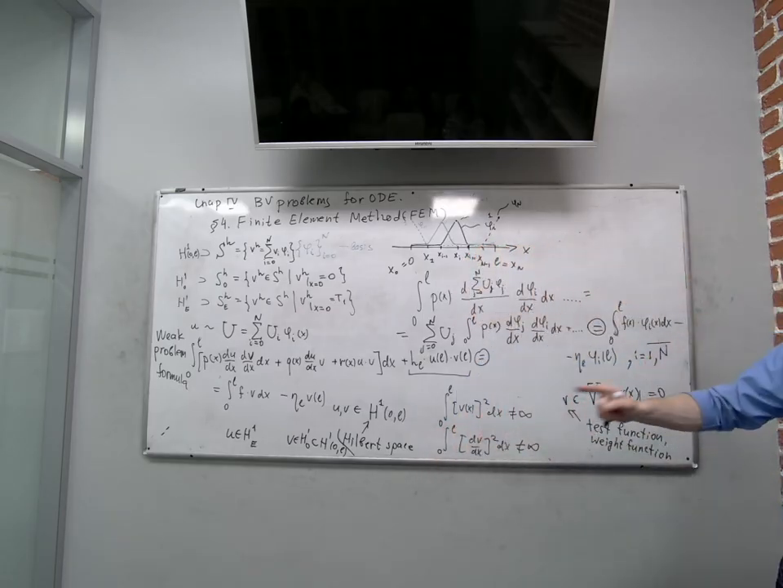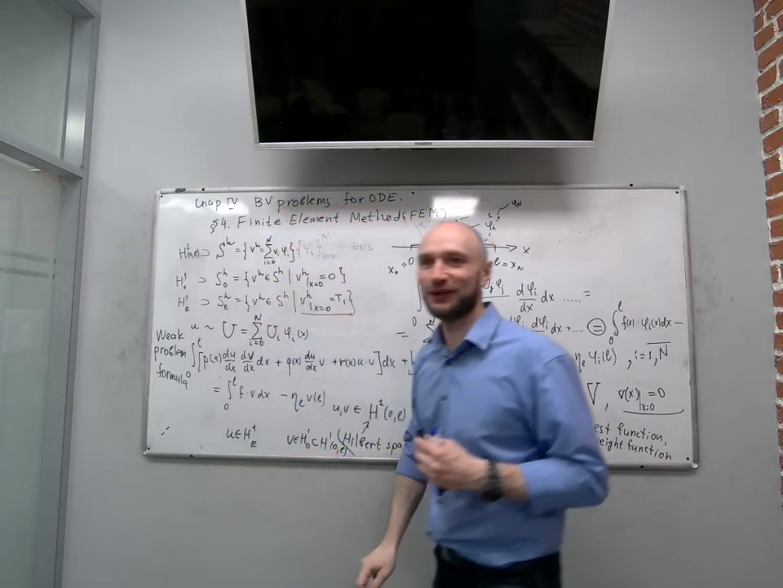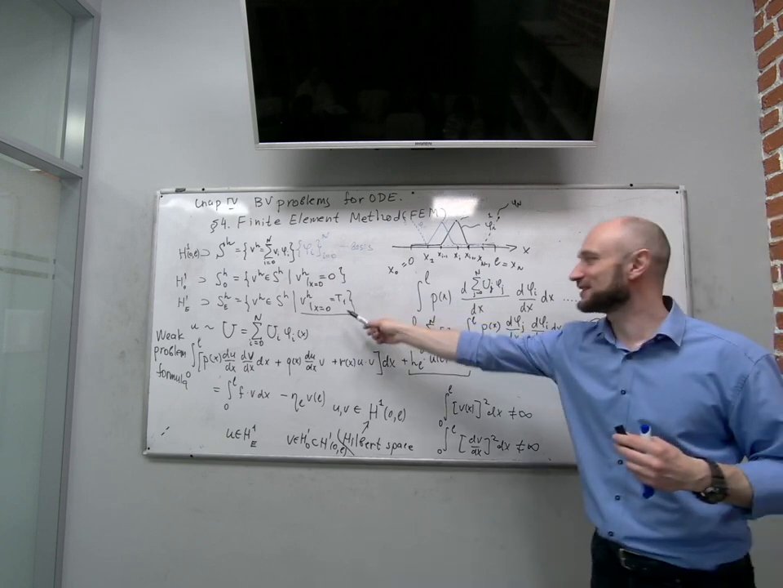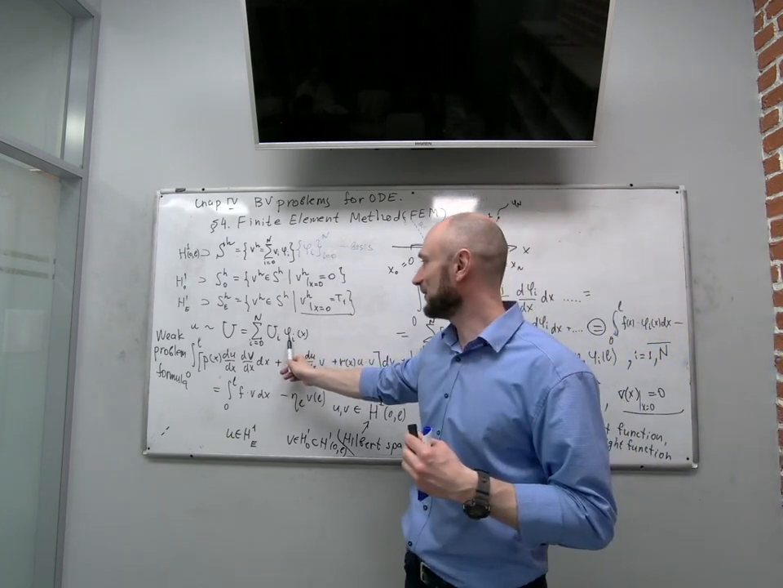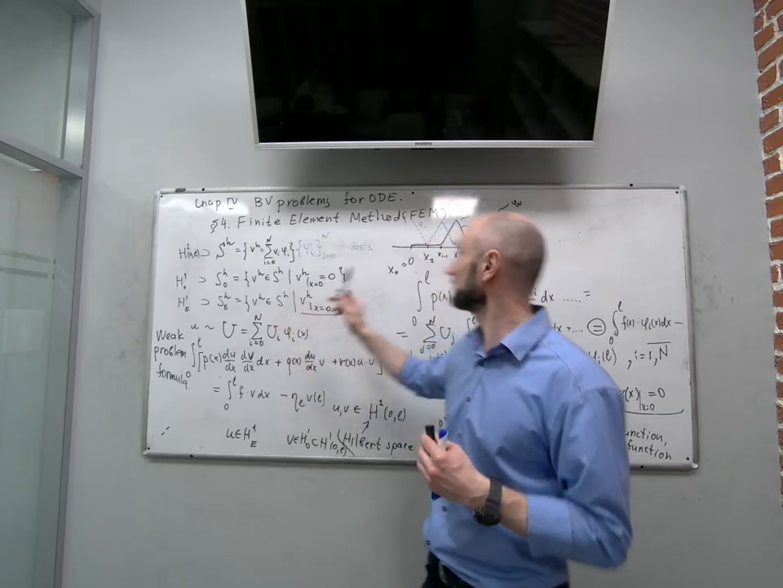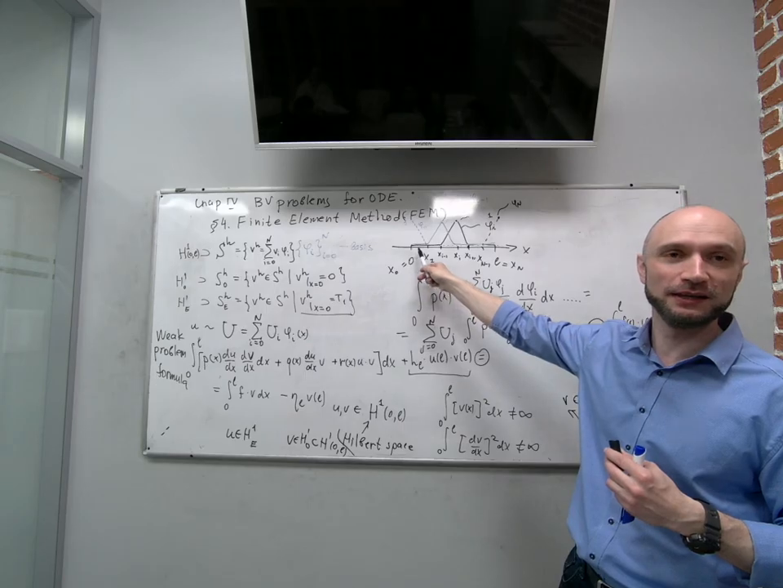You may ask me about this requirement, right? But it can be easily satisfied because phi is equal to 1 at the left point of my domain, right? Phi 0 is equal to 1.